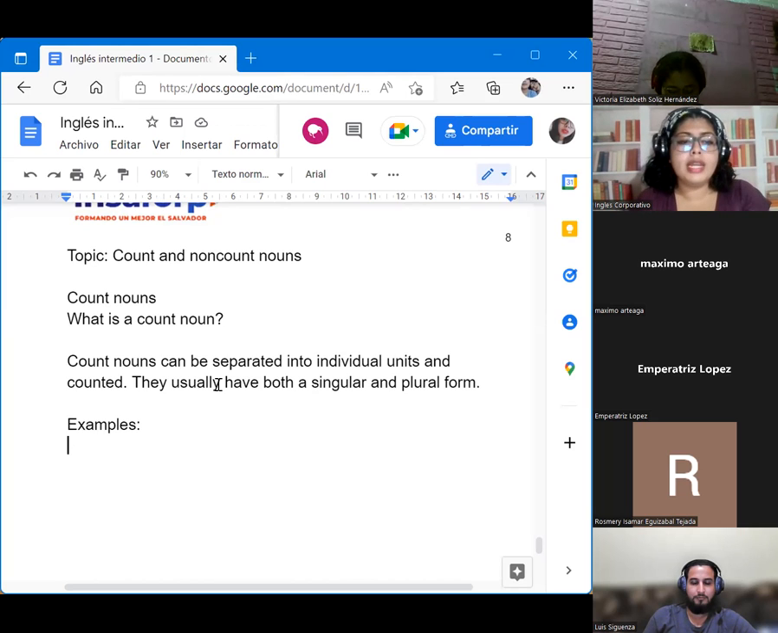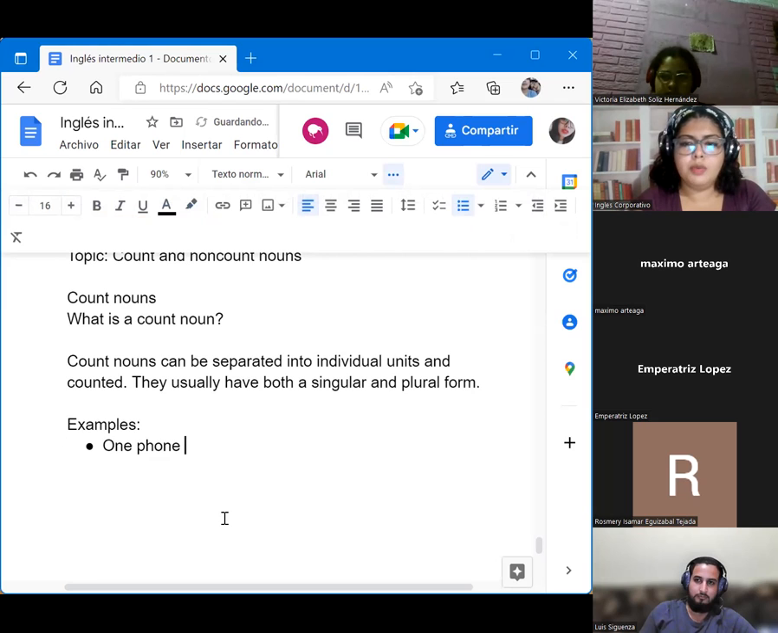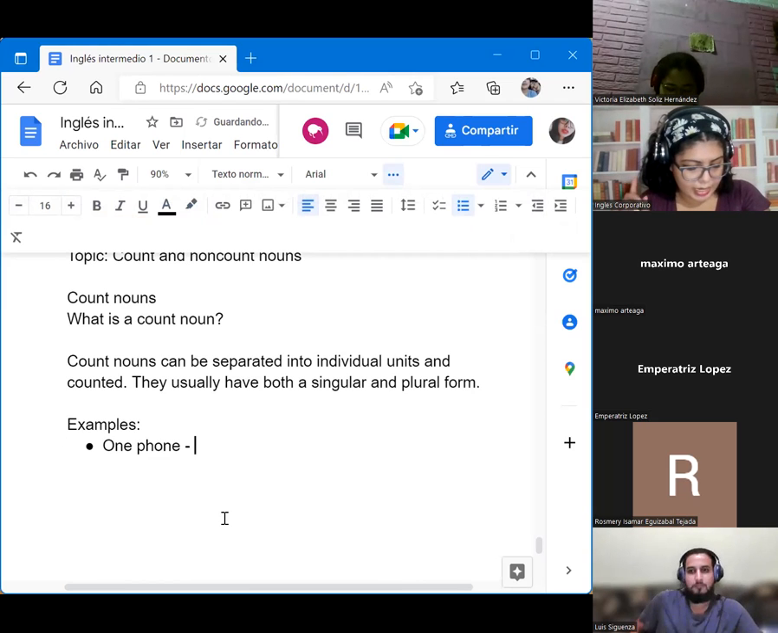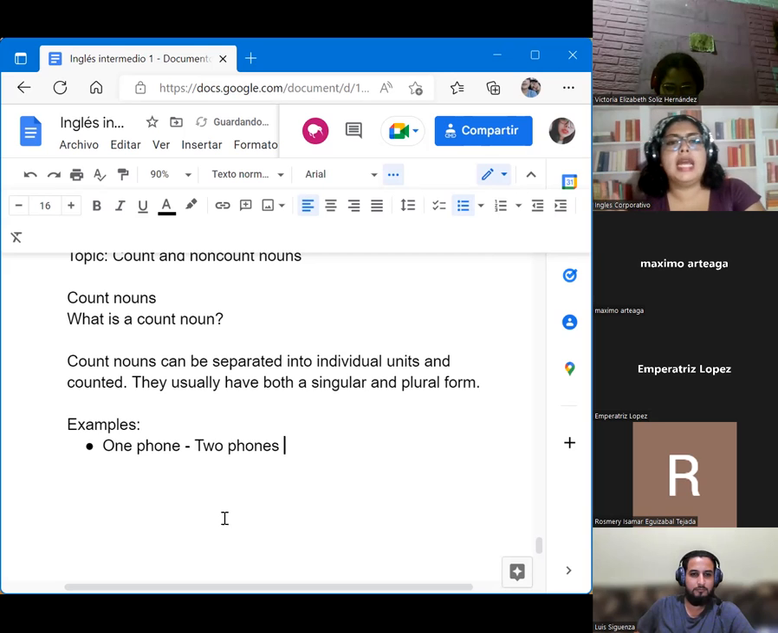We have one phone, that is the first example. One phone. And we have in singular and in plural, two phones. One phone and two phones. Y tenemos algo físico, algo que podemos tocar, un teléfono, o en plural, dos teléfonos or more.